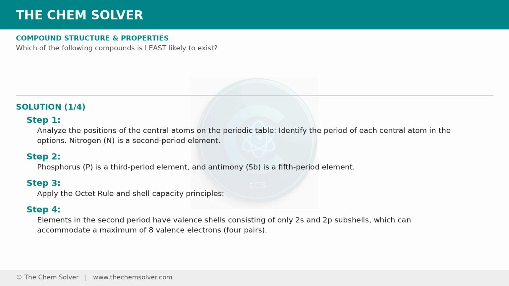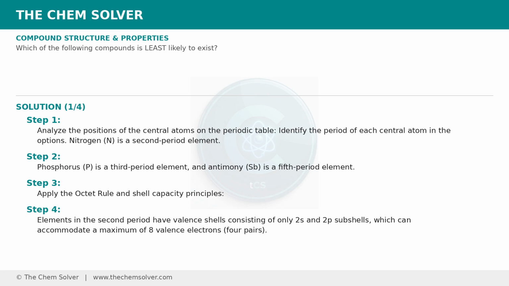Analyze the positions of the central atoms on the periodic table. Identify the period of each central atom in the options. Nitrogen, N, is a second period element. Phosphorus, P, is a third period element, and antimony, Sb, is a fifth period element.